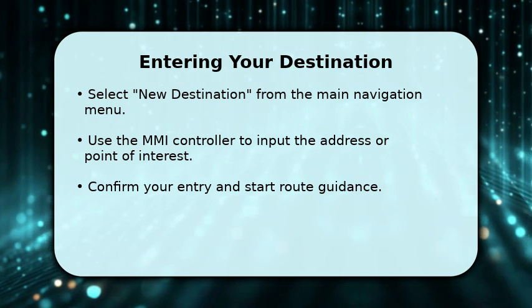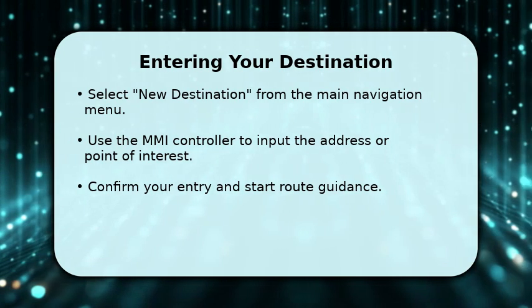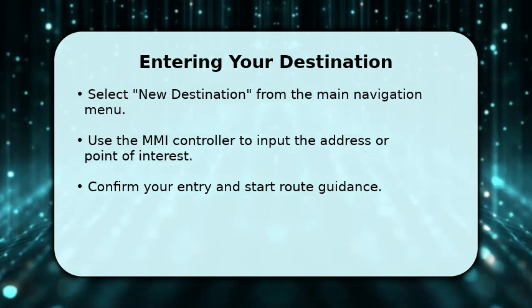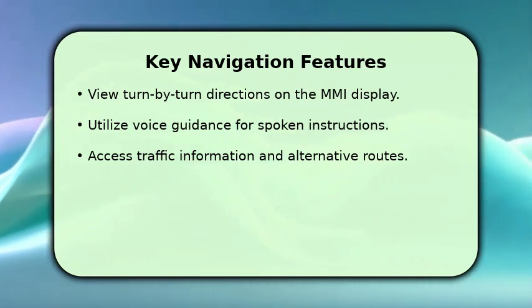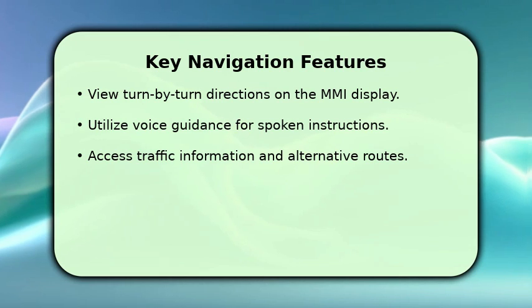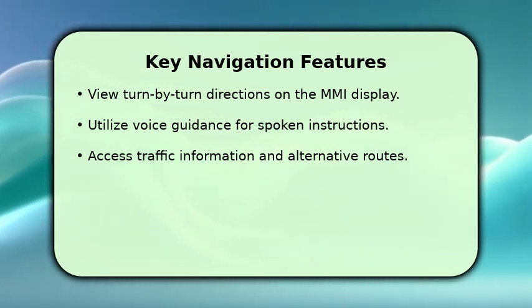After confirming your destination, the system will calculate the optimal route, typically within a few seconds, and display it on the screen. Your Audi A3 sat-nav provides clear turn-by-turn directions, displayed prominently on the MMI screen. You'll also receive helpful voice guidance, ensuring you stay on track without constantly looking at the display.